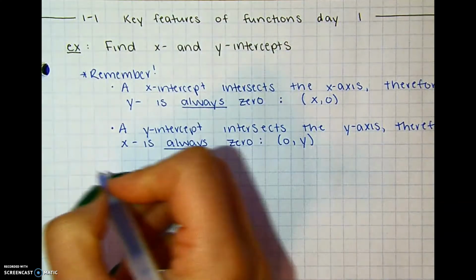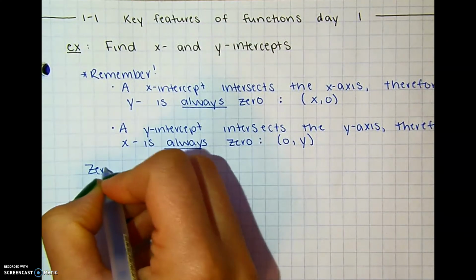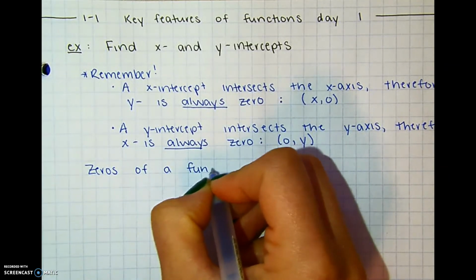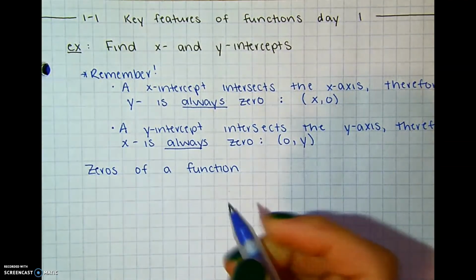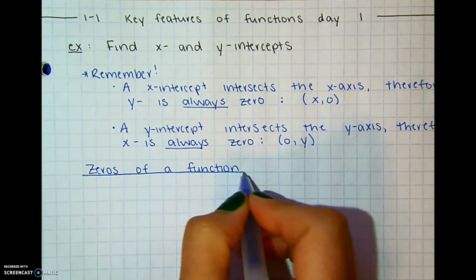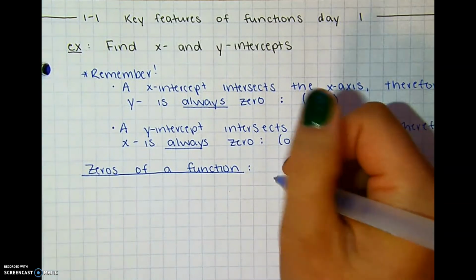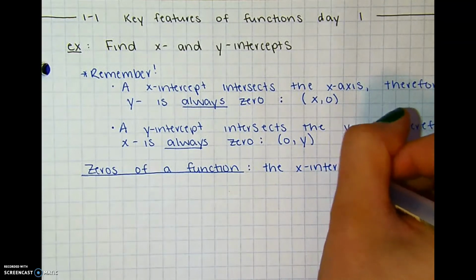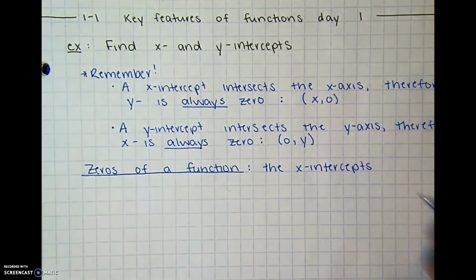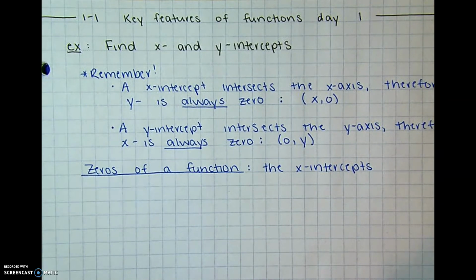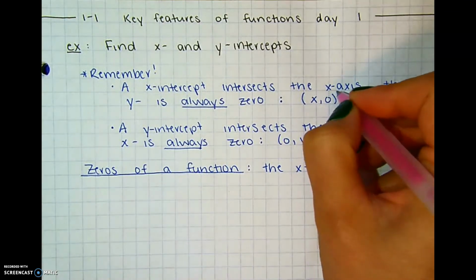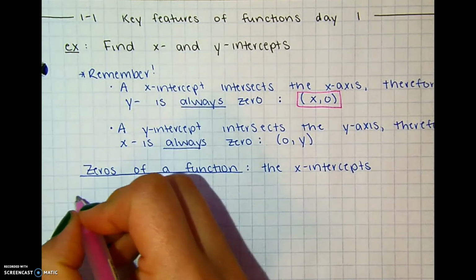So real quick, zeros of a function. You may or may not have heard of this before, but zeros of the function are the x-intercepts, because they are the input values that result in an output of 0, so we call them zeros. So then to find an x-intercept, I already said this, but let's just write it down.